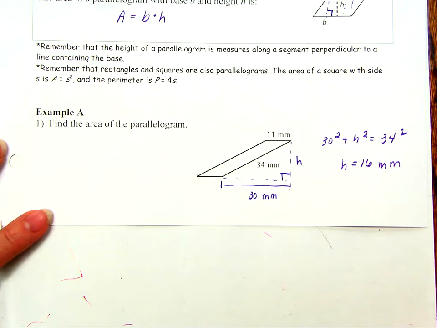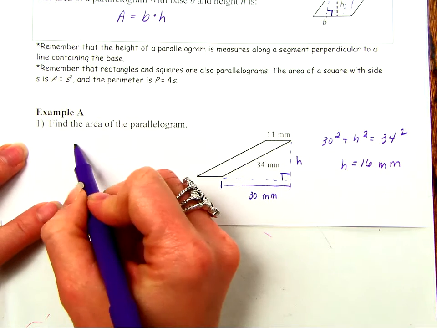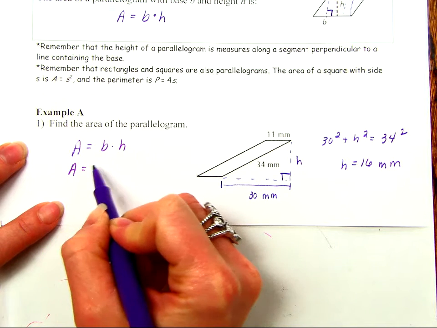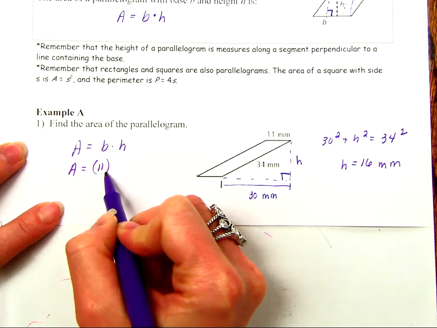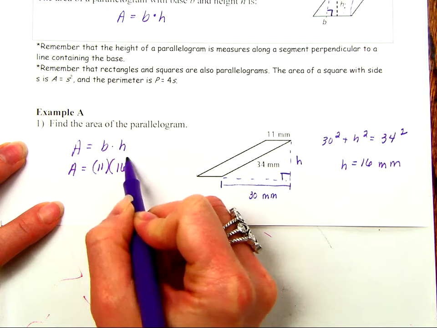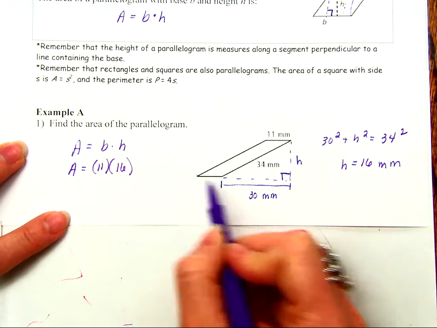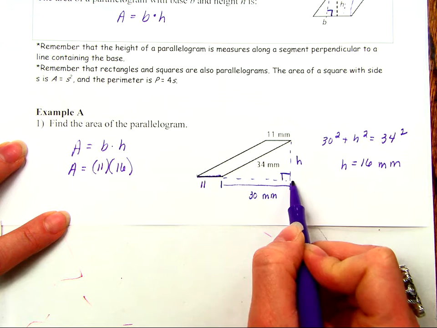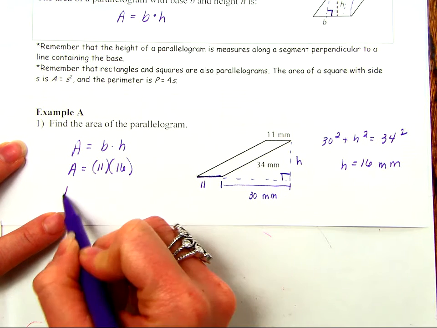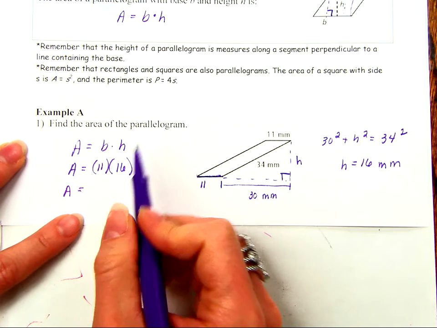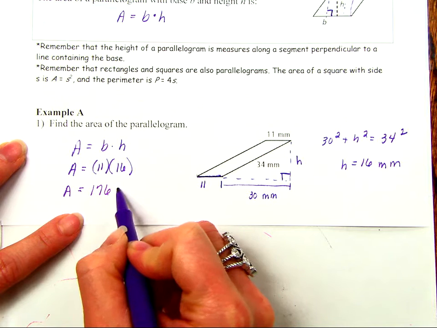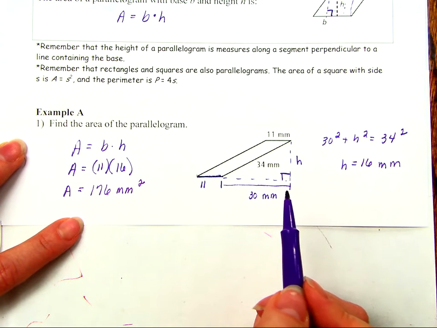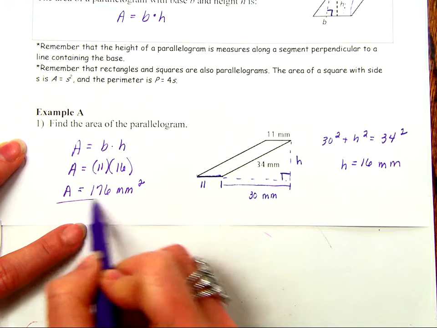Now, I could go ahead and calculate the area of my parallelogram. Base times height. We know that if we use a base of 11, the height would be 16. It is meeting a segment containing the base here at 90 degrees. And we know that when we label, we need to label that as units squared. So this would be 176 millimeters squared.